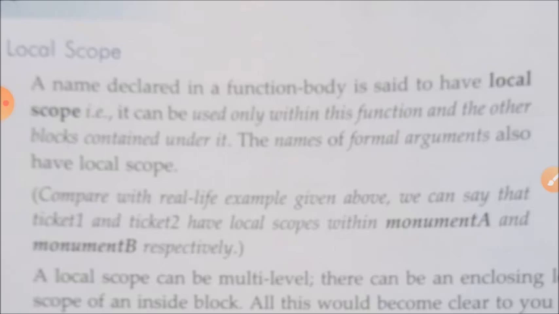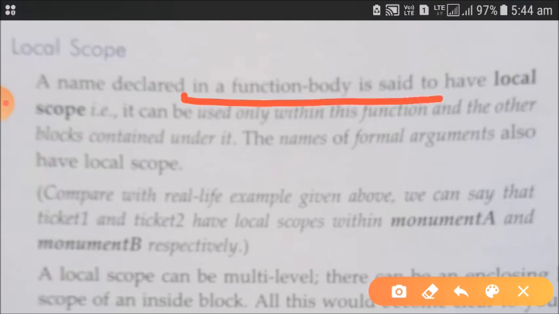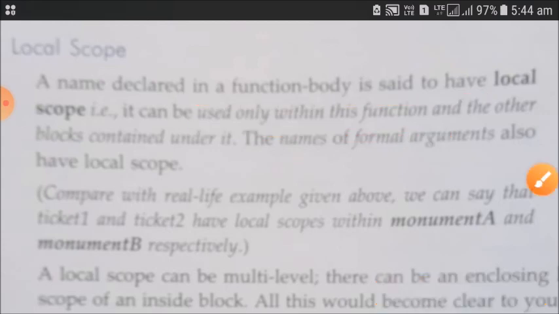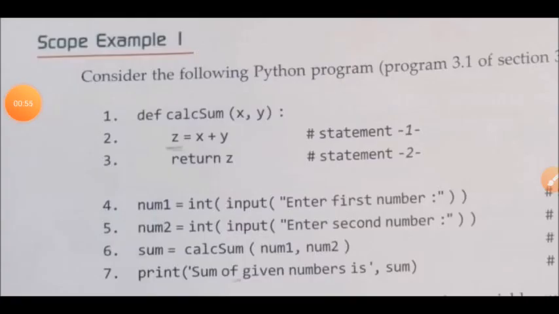Dear student, local scope means the name declared inside the function body has a local scope and can be used only within that function. I will tell you by showing one example program. Now we can see one example program for local scope. See how the program will execute, one by one.